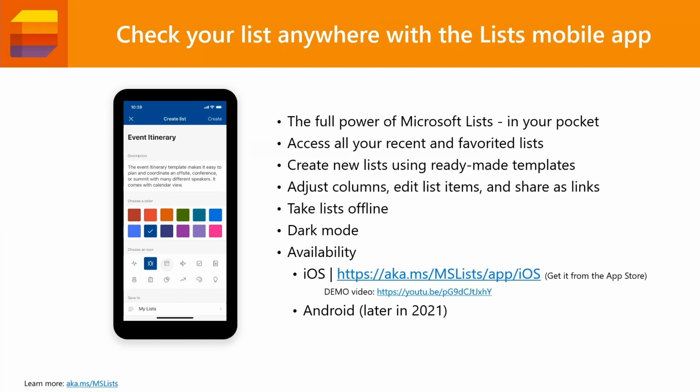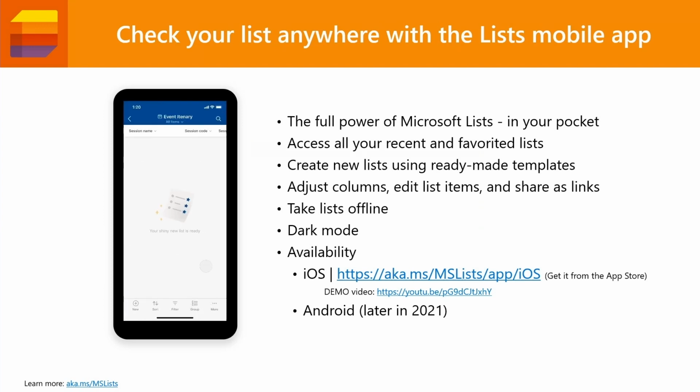You can take your lists offline if you want to work with them when you're on the go. You can make adjustments. You can add edits and add items. You can easily share from your mobile device. And we support dark mode if you're using that at the operating system level.